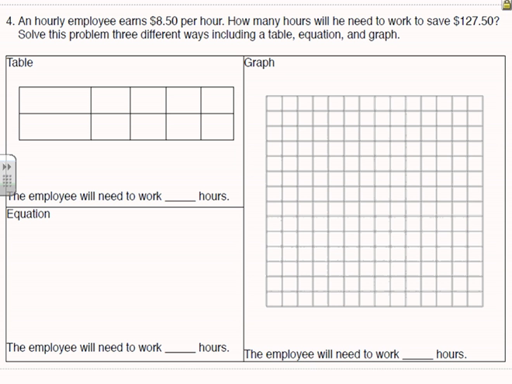All right, number 4, an hourly employee earns $8.50 per hour. How many hours will he need to work to save $127.50? Solve it 3 different ways. So you're not just filling in the 3 different ways, you're actually solving this problem 3 different ways. Okay, in the table, I'm going to do hours as x, and I'm going to do earnings as y.